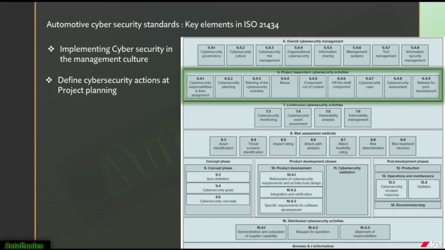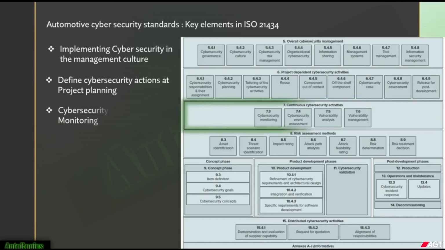Finally, a cybersecurity assessment independently judges and certifies the achieved degree of cybersecurity of an item or component, and it should include a recommendation for acceptance, conditional acceptance, or rejection. This can be based on judgment of whether the objectives of this document are achieved, backed by multiple skills, knowledge, and experience in the relevant integrated fields to be validated. Both cybersecurity case and cybersecurity assessment documents provide input for the decision to release for post development. So like I mentioned, in project dependent cybersecurity activities there are many different sections starting from 6.4.1 to 6.4.9.